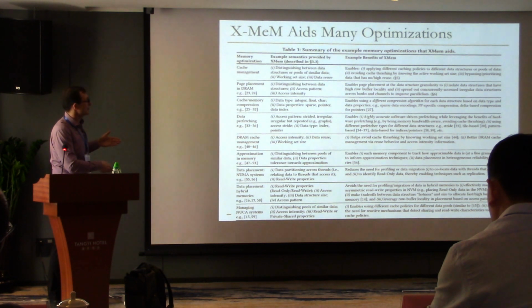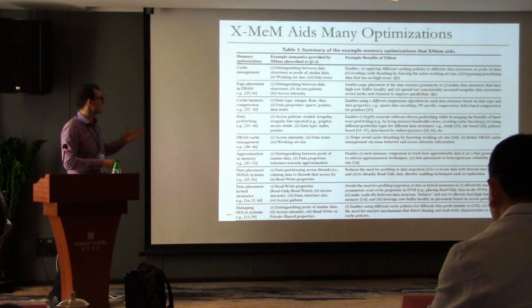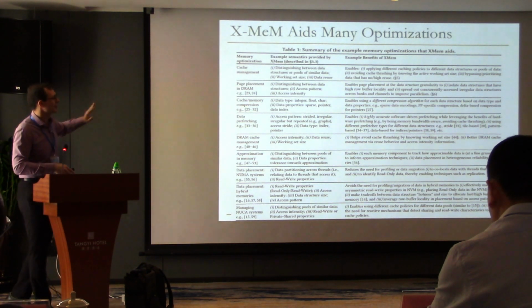There are other examples. Approximability characteristics is another example. You can distinguish different types of data in terms of approximability. I'm not going to go into the details more. You can read the paper.